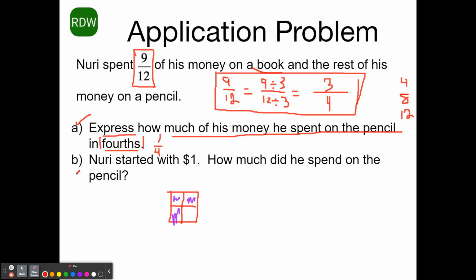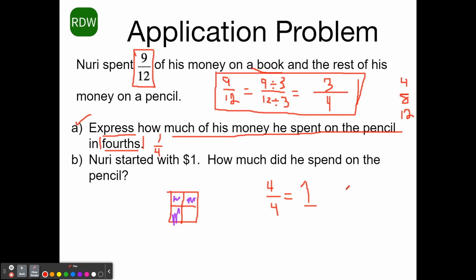Okay, part B. Nuri started with $1. How much did he spend on the pencil? Ooh, good question. Okay, so $1 is our whole. In other words, 4 out of 4 parts is equal to $1. Now, how can I break up my dollar into fourths? I wonder. How might you break up your dollar into fourths?